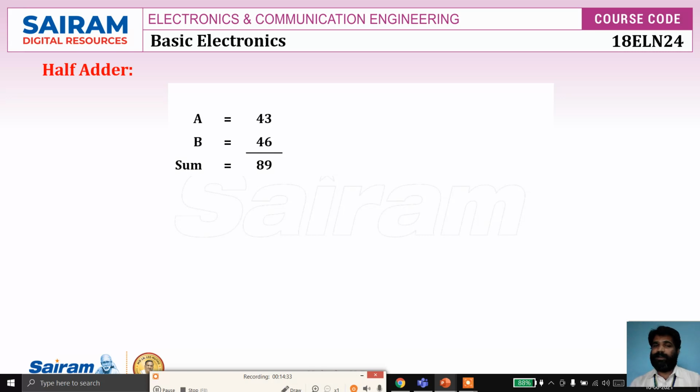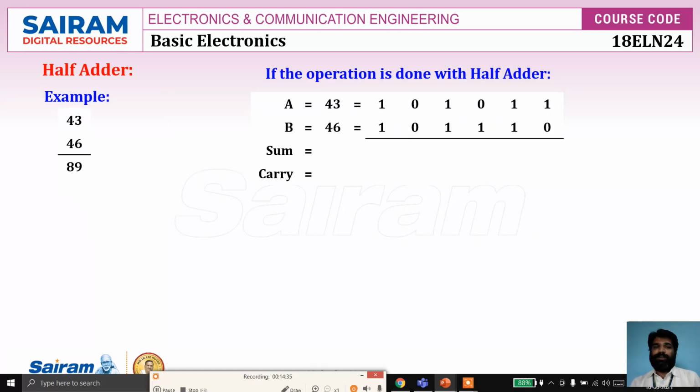Now consider one more example, 43 plus 46. You are expecting the result 89. So as we did, in binary operation, 43 is equivalent to a binary number and 46 is equivalent to a binary number. If you do this with half adders, as you know, 1 plus 0 gives sum 1 carry 0. Here 1 plus 1 gives sum 0 carry 1. 0 plus 1 gives 1 carry 0. 1 plus 1 gives 0 carry 1. 0 plus 0 gives 0 carry 0. Its equivalent hexadecimal is 5.